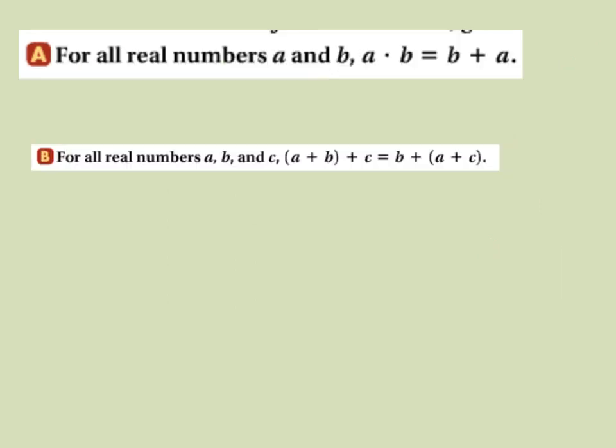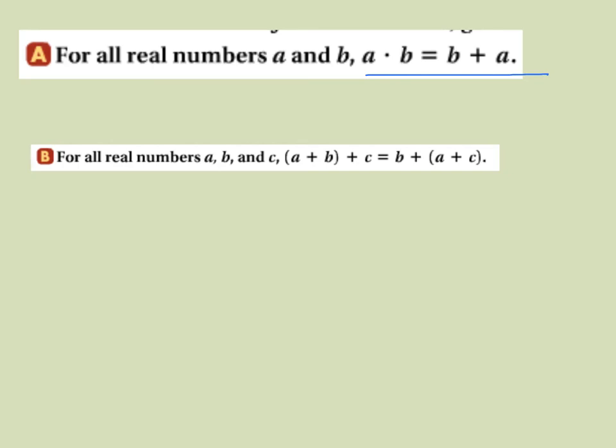And my last problem is, tell me if these problems are true or false. And if it's false, then I want a counterexample. So it says that a times b is going to be the same thing as b plus a. Well, if I remember back from that first slide that I showed you, I didn't have anything that was multiplying on one side and adding on the other. So I think this is false.